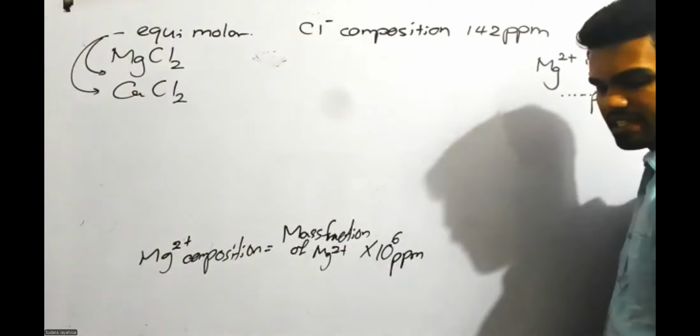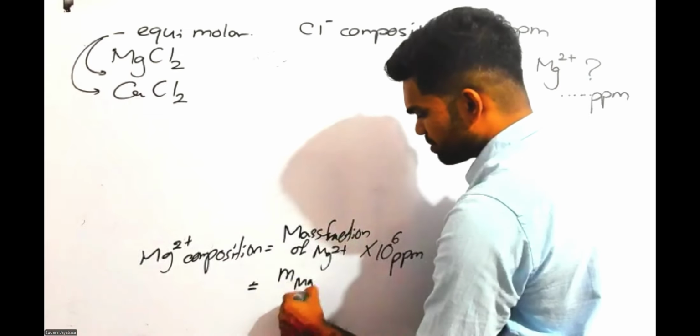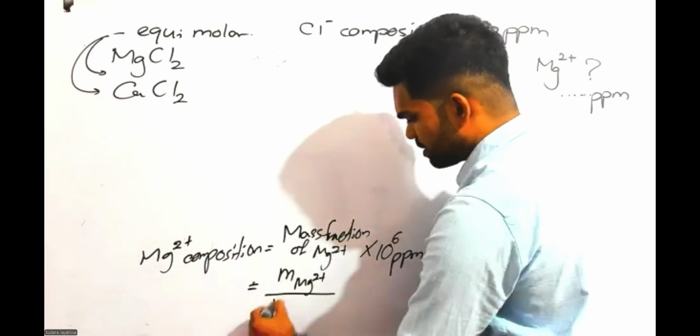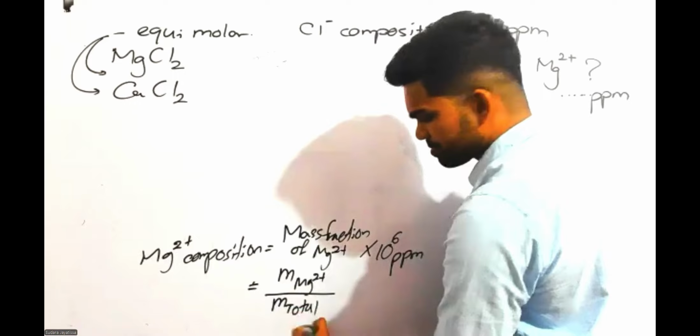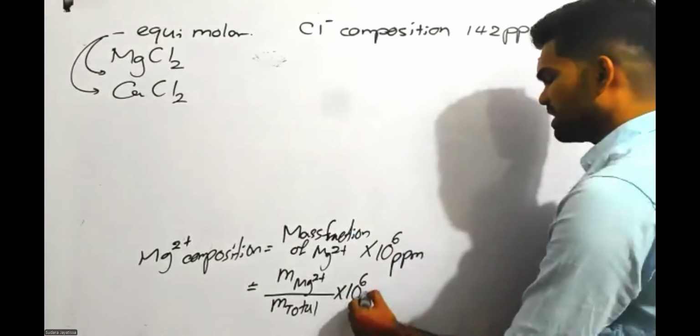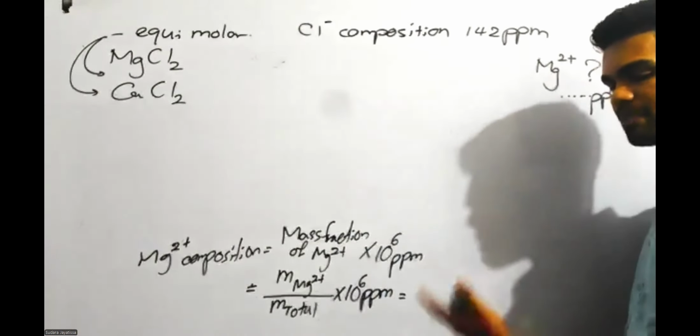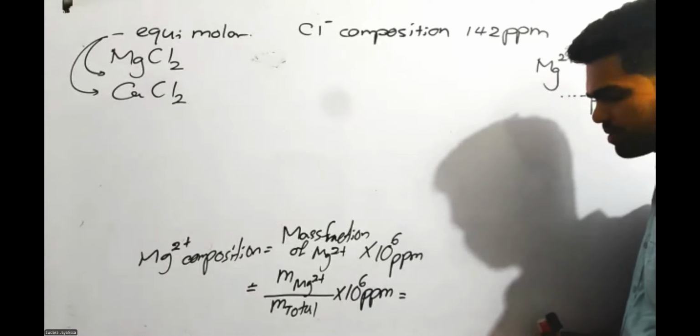So what is this magnesium 2 plus mass fraction? We need the mass of magnesium 2 plus divided by the total mass, and into 10 to the power 6. This is what we need. And we need to write ppm always because we are multiplying by 10 to the power 6.